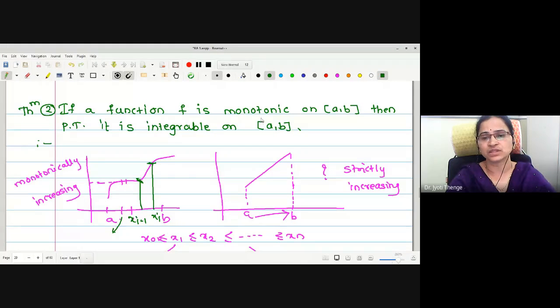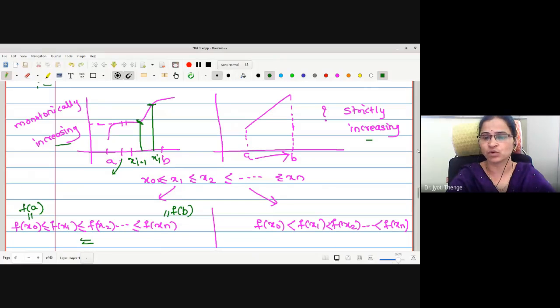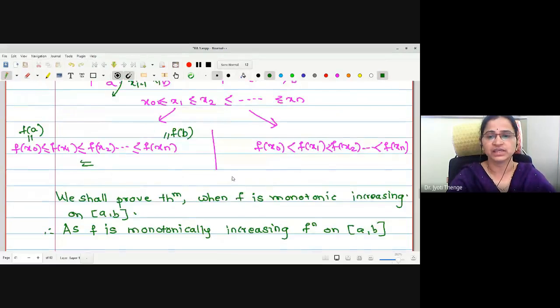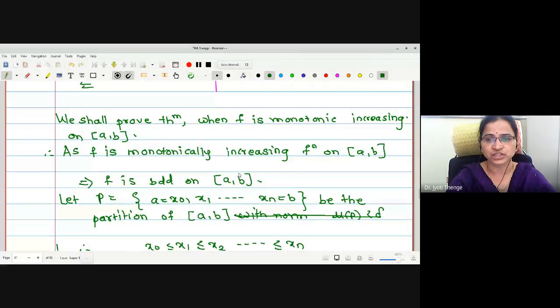The next theorem we have proved is that a function which is monotonic on the closed interval [a,b] is integrable. Whenever we use the word monotonic, there are two types of function: one is monotonically increasing, the second is monotonically decreasing. In the last lecture, we saw the difference between monotonically increasing and strictly increasing. As the function is monotonic, it is surely bounded on the closed interval [a,b].